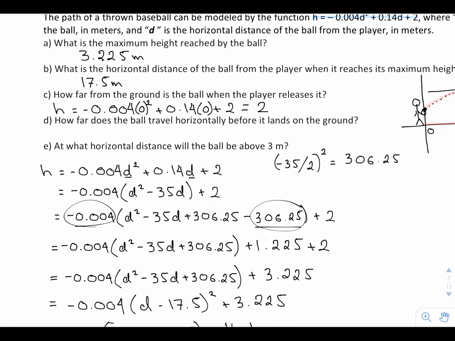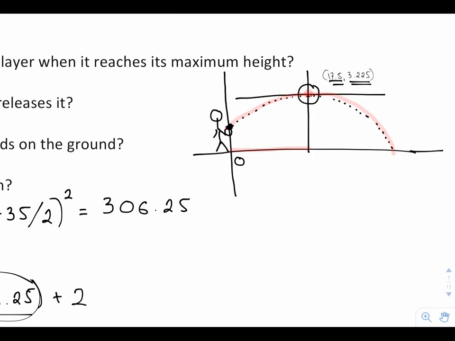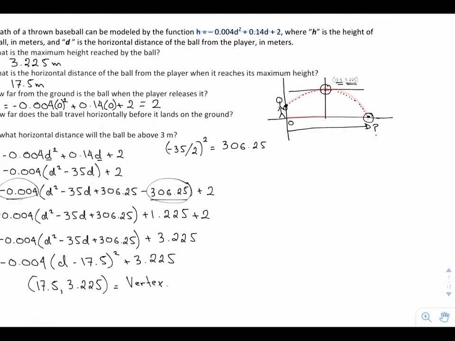Part D, how far does the ball travel horizontally before it lands on the ground? So I'm looking for the point where the ball lands on the ground. It travels horizontally from 0 up to who knows where this is. That's what I'm trying to find. And what it looks like in terms of a Cartesian plane is, what is the root of that parabola? And finding the root, unless we can factor it, which in this case, dealing with decimals, I wouldn't recommend because it's very hard for the human brain to calculate, I would recommend using the quadratic formula.